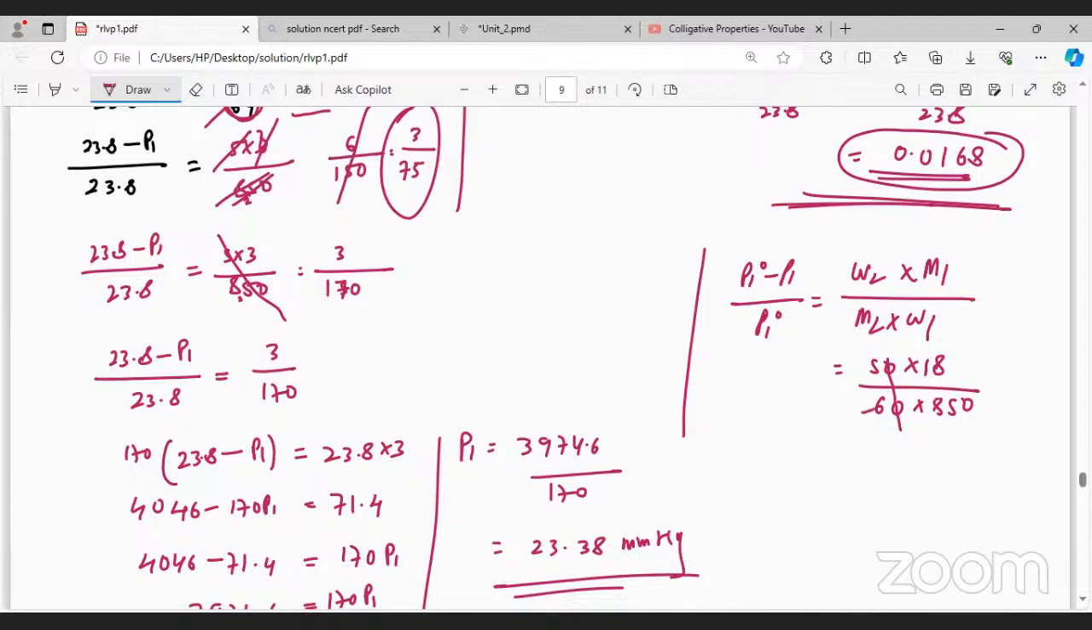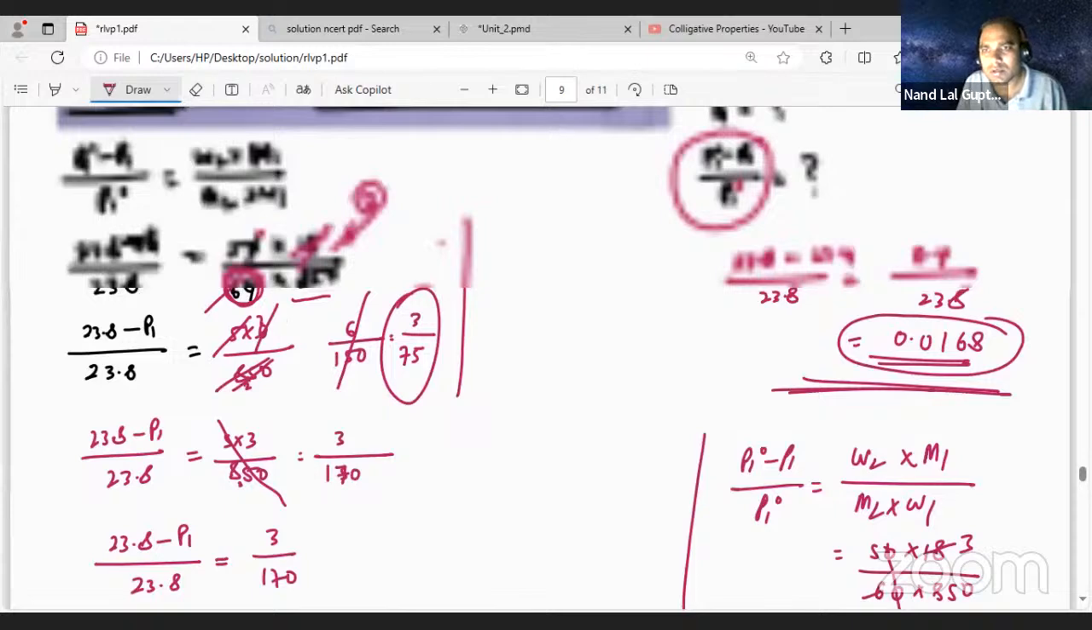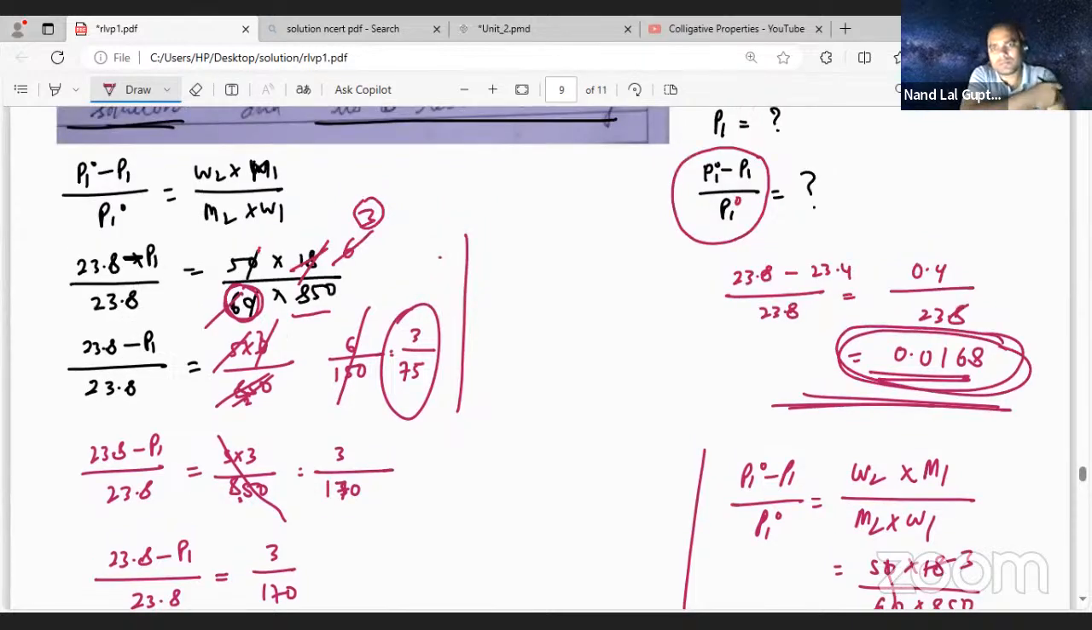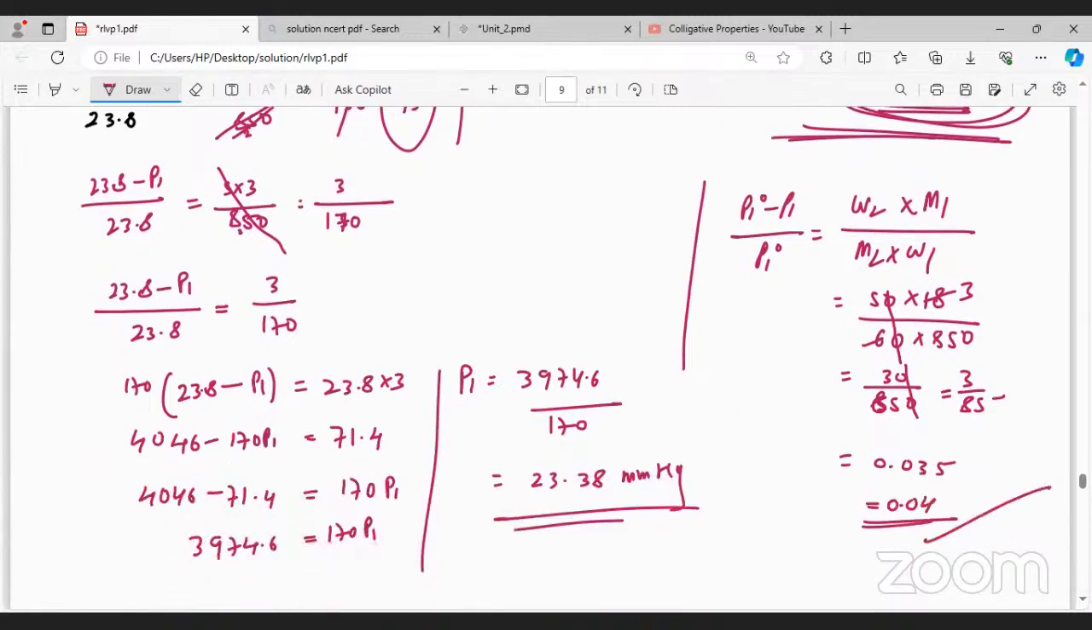6 3 is 18, 30 upon 85010. So this is 3 by 85. So 3 by 85 is 0.035, which is about 0.04. So can you see? No, no, no. These values are coming different, but this should come the same. The relative lowering of vapor pressure value should come the same. Sorry, there is some deviation in the values, no? This is deviation.